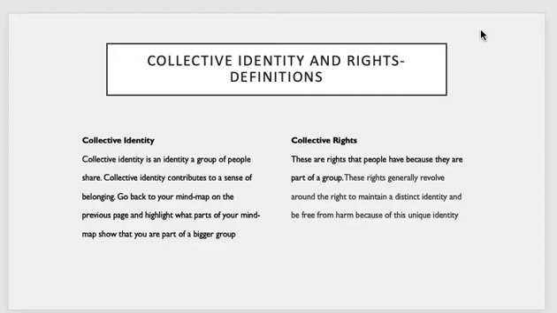We're going to do that next part later, but you can already do this, hopefully: go back in your mind map, look at things and ask, what makes me think that I'm part of a bigger group than just myself? So that's the collective identity.